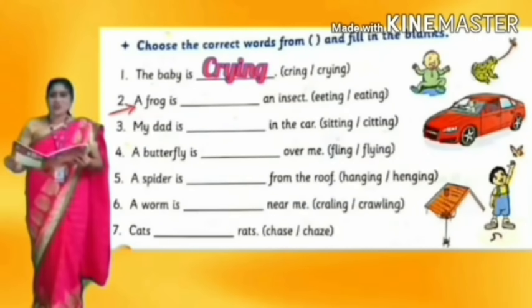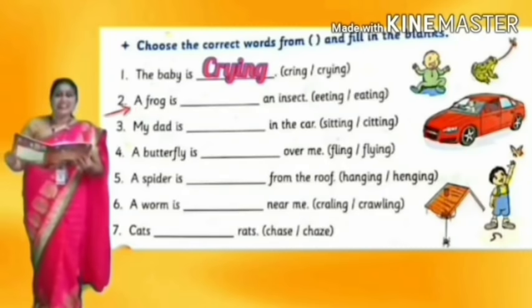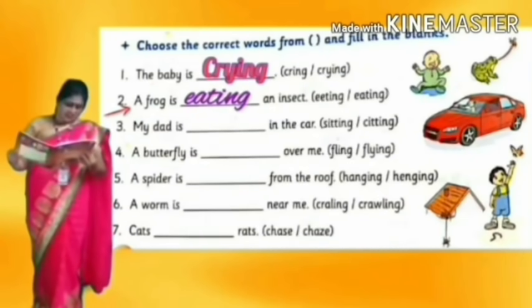A frog is dash an insect. E-E-T-I-N-G. It's a wrong one. So don't write that. Next, E-A-T-I-N-G. Eating. A frog is eating an insect.